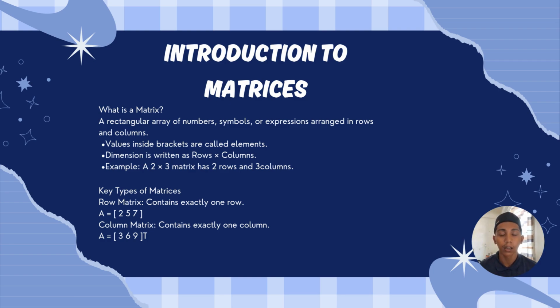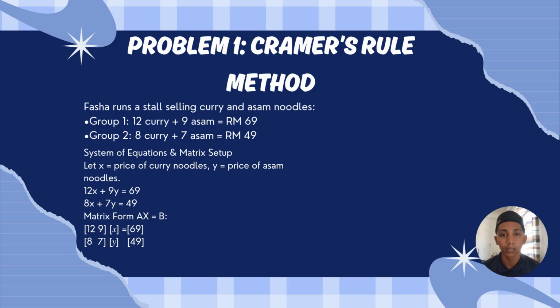Okay, next I'm going to show you how to use the Cramer's rule method. This is the Cramer's rule method. As you can see, the question given is Pasha runs a store selling curry and asam noodle. Group 1 buys 12 curry and 9 asam noodle, in total 69 ringgit, and group 2 buys 8 curry and 7 asam noodle, and the total is 49 ringgit. So I put X equal to curry noodle and Y equal to asam noodle. I change it to matrix form, and you can see the matrix form here. What we're going to find is the price of one bowl of each noodle. So let's go to the next slide.